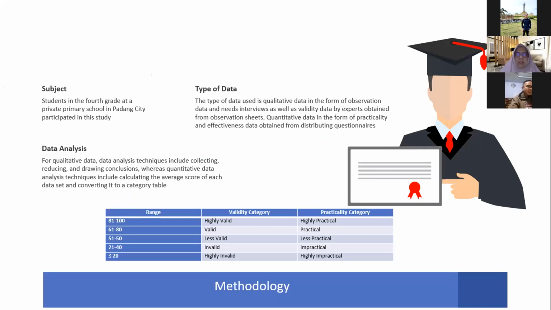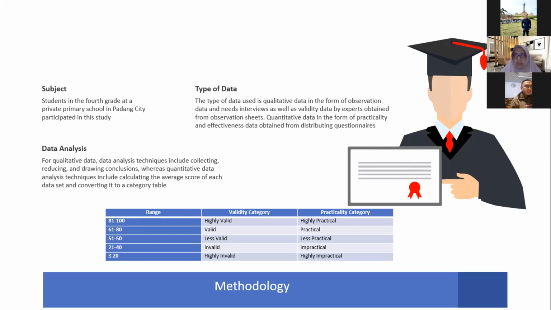The subjects are fourth grade students at a private primary school in Padang City. The type of data used is qualitative data in the form of observation and interview, as well as validity data by experts obtained from observation sheets. Quantitative data is in the form of practicality and effectiveness data obtained from distributing questionnaires.